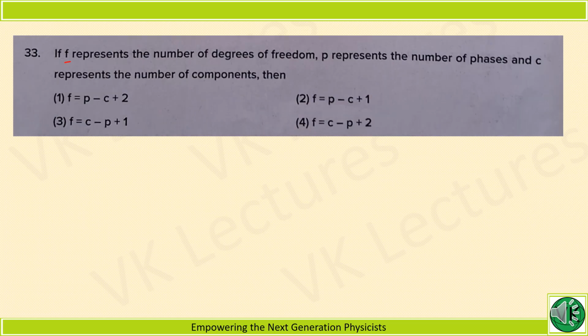If F represents the number of degrees of freedom, P represents the number of phases and C represents the number of components, then F can be written as C minus P plus 2. So the answer is option 4.